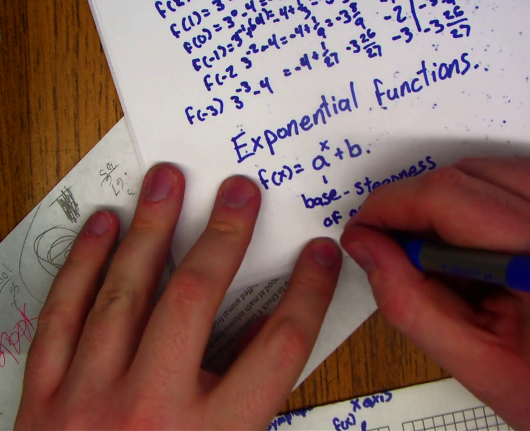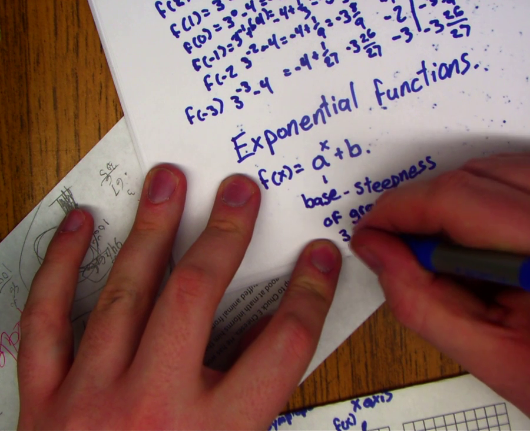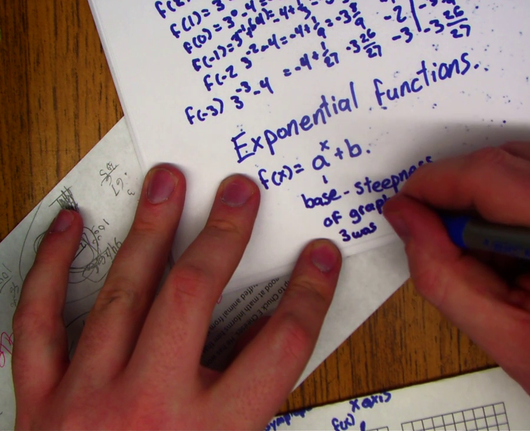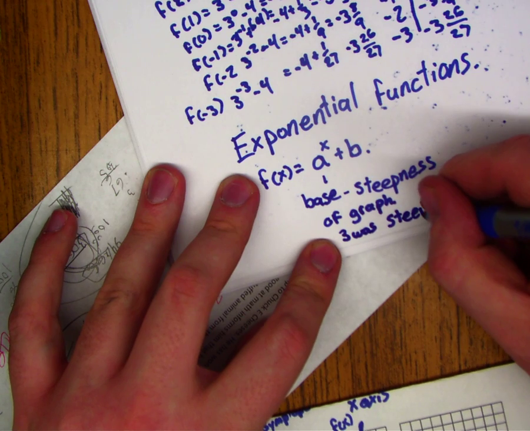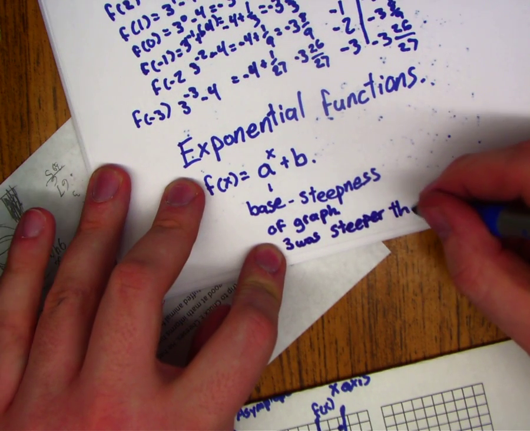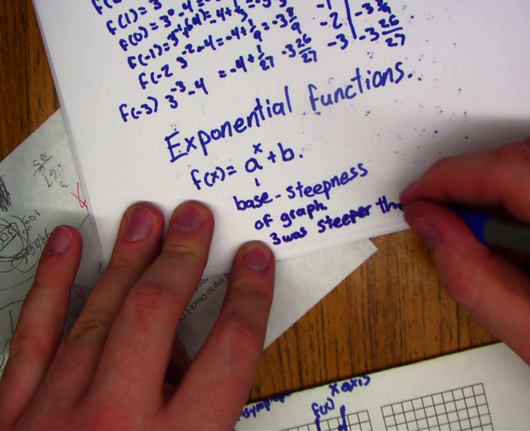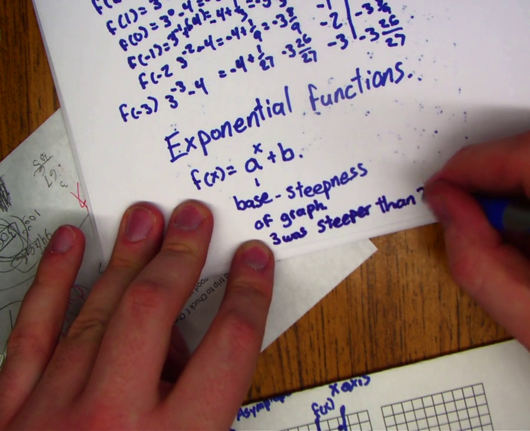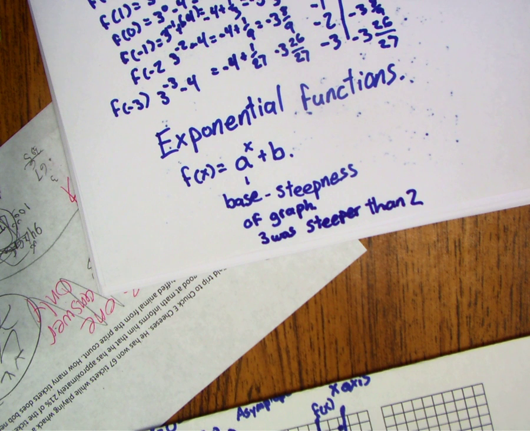An example of this, 3 was steeper than 2. We graphed a couple of examples where we had bases of 2 and 3, and all of our graphs that had 3 as the base, they were steeper. So the bigger our a value, the steeper our graph will be.